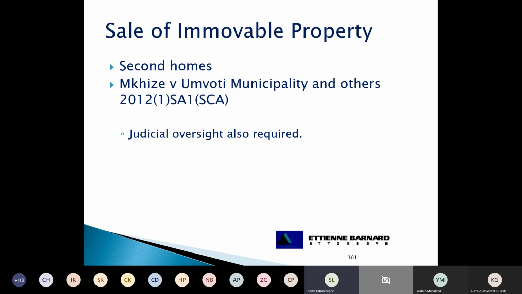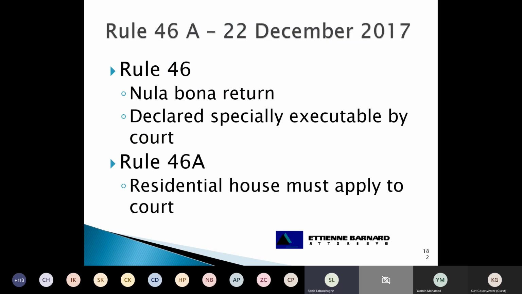All right. Just to note that holiday homes to be sold also need judicial oversight. So the fact that you might not live there or anybody lives there makes no difference. You still need judicial oversight. What has happened in the meantime is that Rule 46A has been brought in. It's effective from the 2nd of December 2017. And it now says for residential housing, you must apply to court to be declared executable. So they have now codified it and set out the requirements.